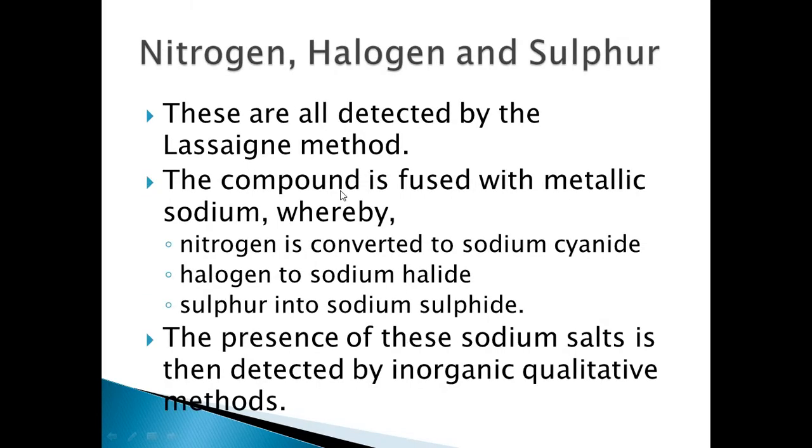In the case of nitrogen, halogen, and sulfur, the Lassaigne method is employed to detect them. Lassaigne method, also known as the sodium fusion test. In the Lassaigne method, the compound is fused with metallic sodium. In this process, nitrogen is converted to sodium cyanide, halogen is converted to sodium halide, and sulfur is converted to sodium sulfide. The presence of sodium cyanide, sodium halide, or sodium sulfide can be detected by inorganic qualitative methods.